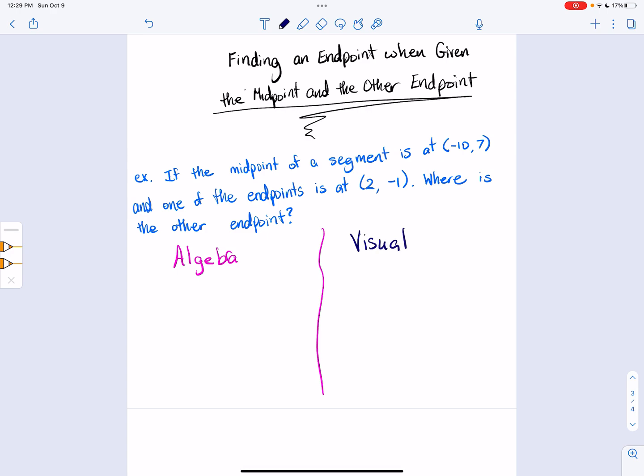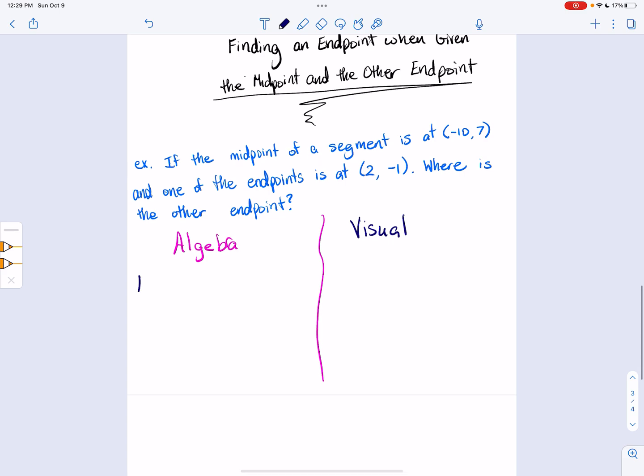All right, so let's start with an algebraic method. We know the formula for midpoint, and if you don't know it, you might want to go ahead and review that before you get to this video. In order to find the midpoint, you have to average the x's, and that's the x coordinate, and then you find the average of the y's, and that will give you the y coordinate of the midpoint. So in order to find an endpoint, if you have the midpoint, this is just working backwards. As you know, working backwards is really just algebra in math.